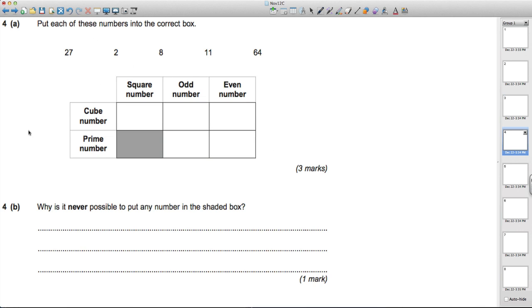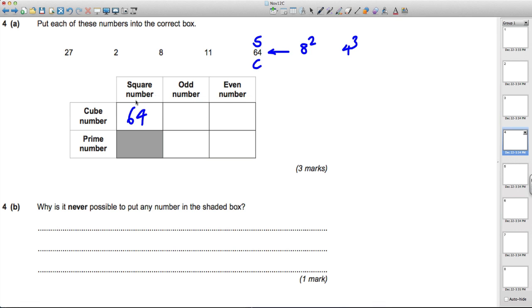Question 4. Put each of these numbers into the correct box. So, what number is both a square and a cube? Let's put an S by square. Not square, not square, not square, not square, not square. That's the only square number. It is also a cube number. 64 must go here. It is 8 squared and it is 4 cubed at the same time.